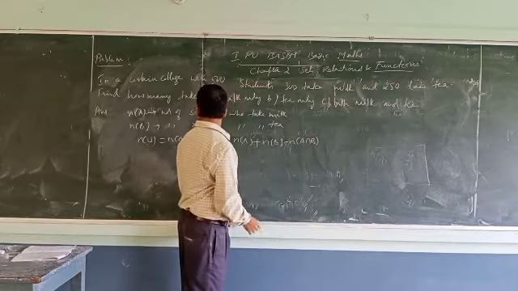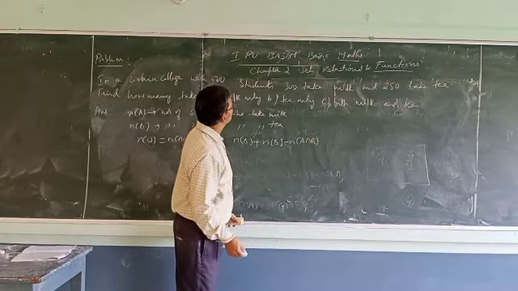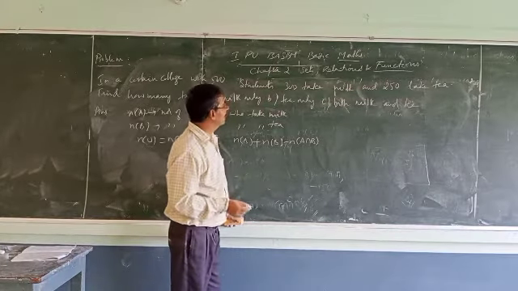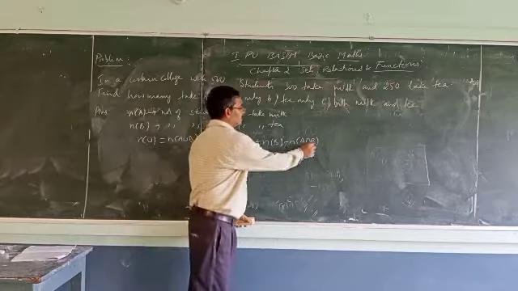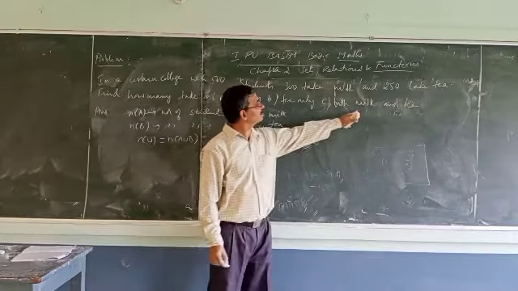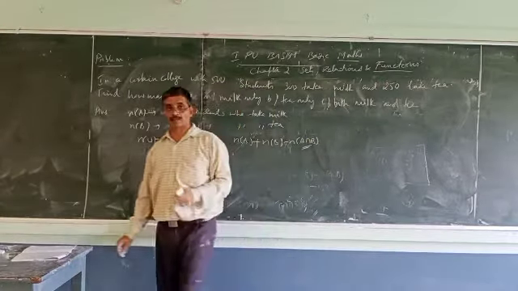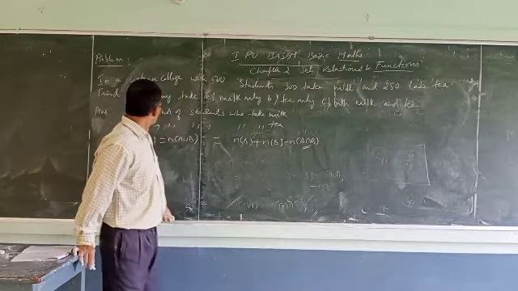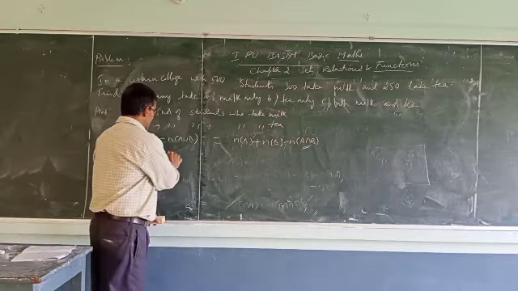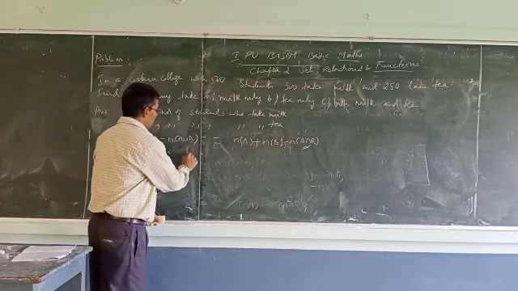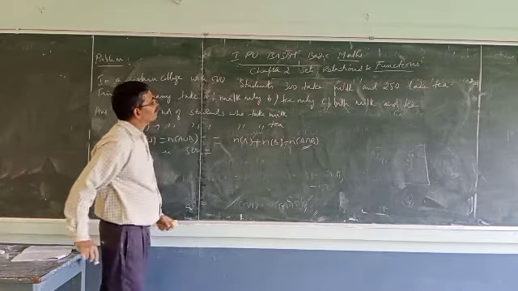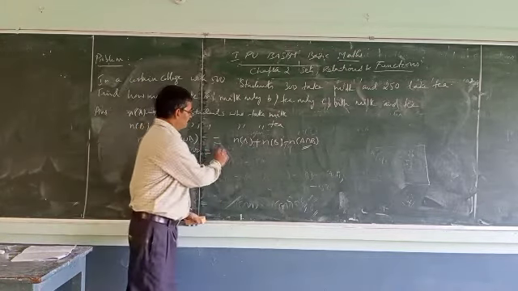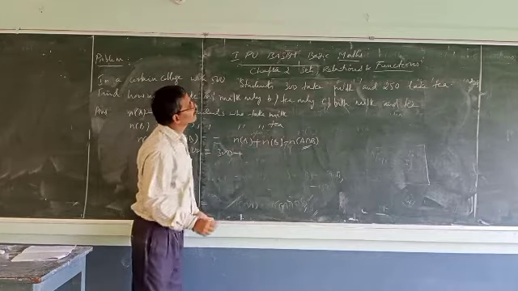What is required? How many? We'll find out one by one: take milk only, tea only, both milk and tea. N of A intersection B means both milk and tea. We'll complete part C first, because that is direct. Now N of A union B is 500, so 500 equals N of A plus N of B, that is 300 plus 250.